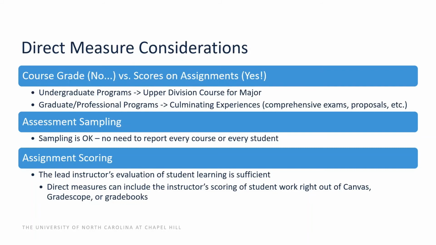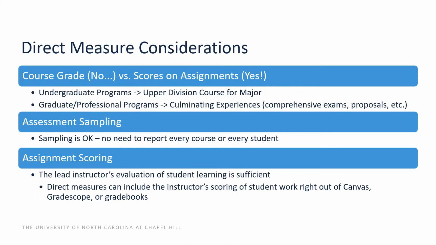Something that Bryant mentioned in some of the earlier examples that he showed is that sampling can be okay, or is okay for these types of assessment plans and reports. You don't have to report every single course or every single student as you are going through and compiling your data and looking at that. Sampling is okay, but it's good to explain exactly how that's occurring.